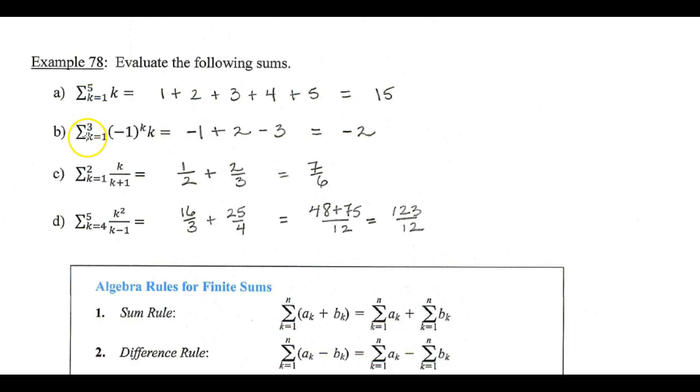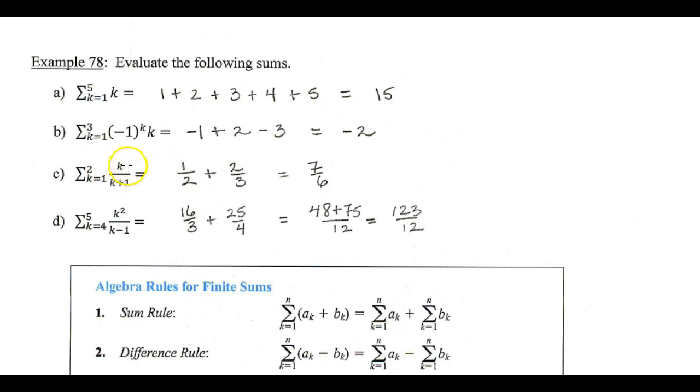Plug in k equals 2. (-1) squared is 1, times 2, so plus 2. Plug in k equals 3. (-1) cubed times 3, so minus 1 times 3 is minus 3. Then I'm done. I'm at my upper index, so I just add these. Minus 1 plus 2 is 1, minus 3 is minus 2.